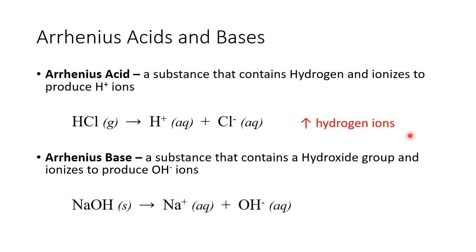An Arrhenius base is a substance that contains a hydroxide group and ionizes to produce OH- ions. Our example here is sodium hydroxide dissolving in water to form sodium ions as well as hydroxide ions. This conforms to our general definition of a base, which is a substance that increases the concentration of hydroxide ions, because as you can see, this reaction has increased the amount of OH- on the product side, therefore increasing hydroxide ions.